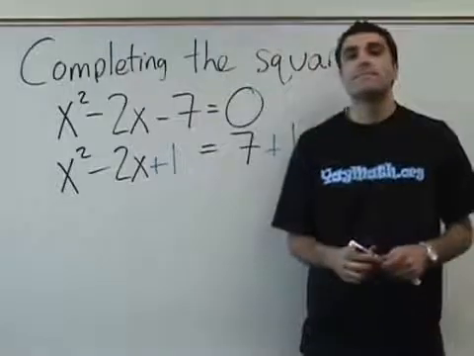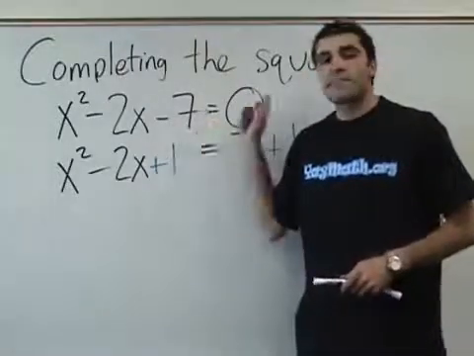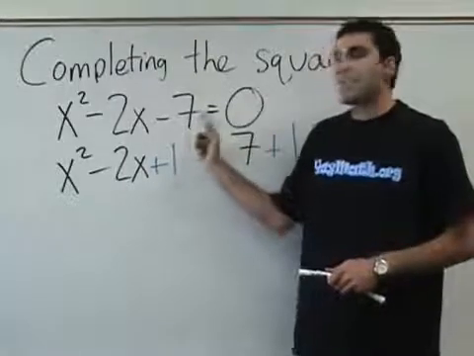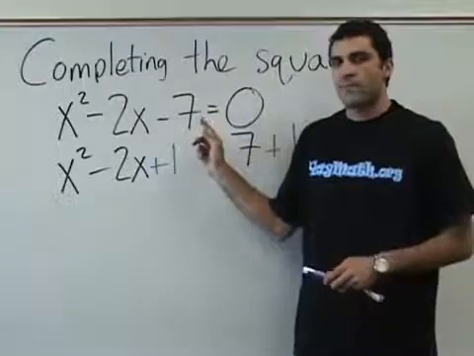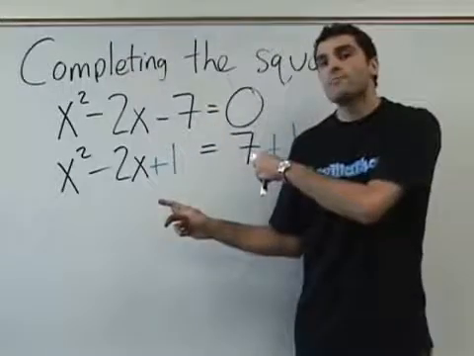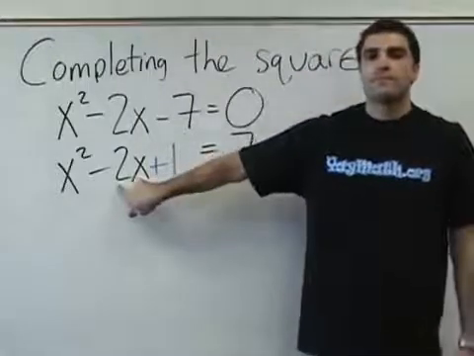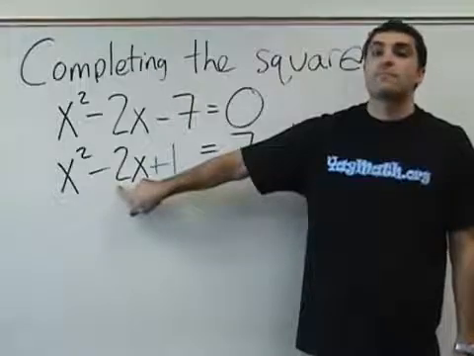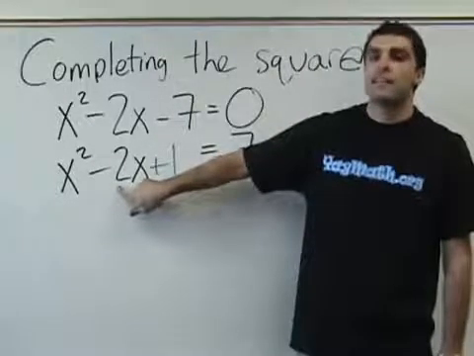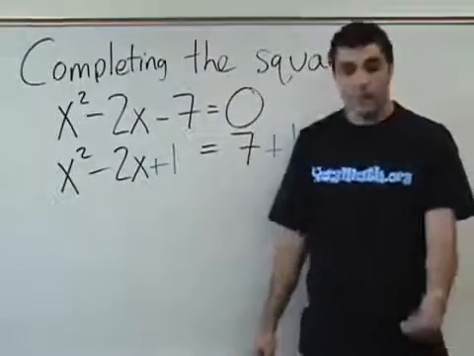Question. Why do you put the 7 instead of the 0? We added 7 to both sides because this 7's not working for us. We want another number that will. And how did she get the 1? She divided by 2, negative 2 divided by 2, which is negative 1, and then squared that. Negative 1 squared is 1. Okay, good. Keep going, please.